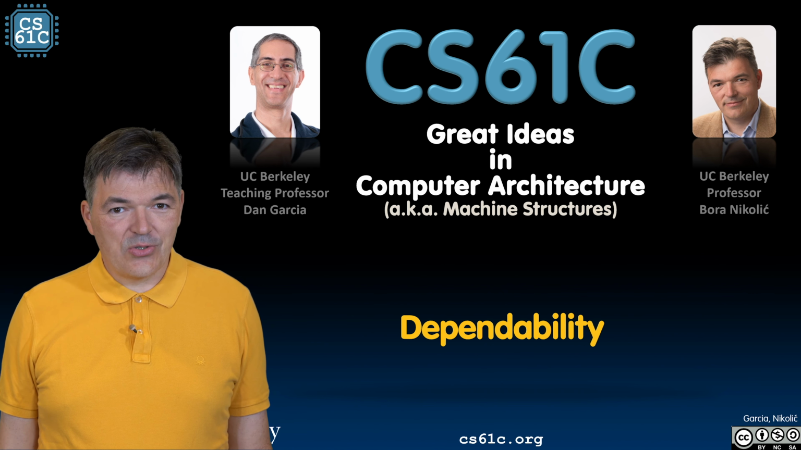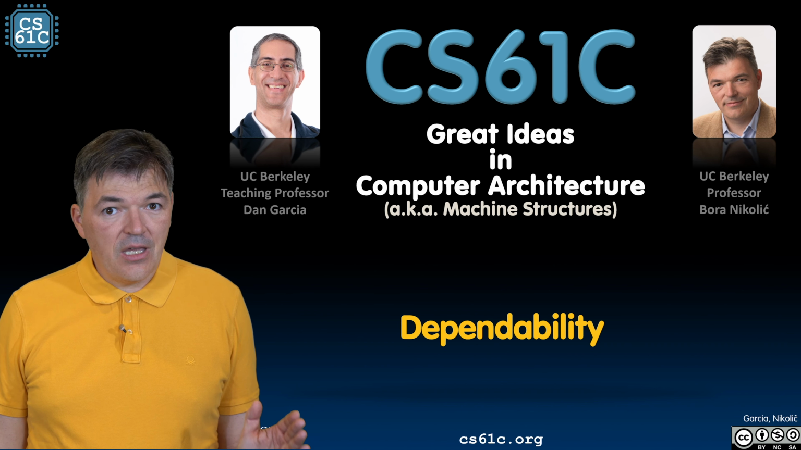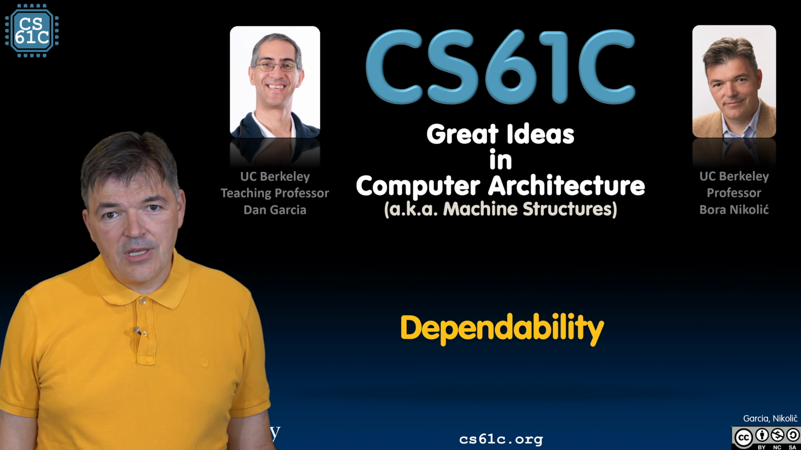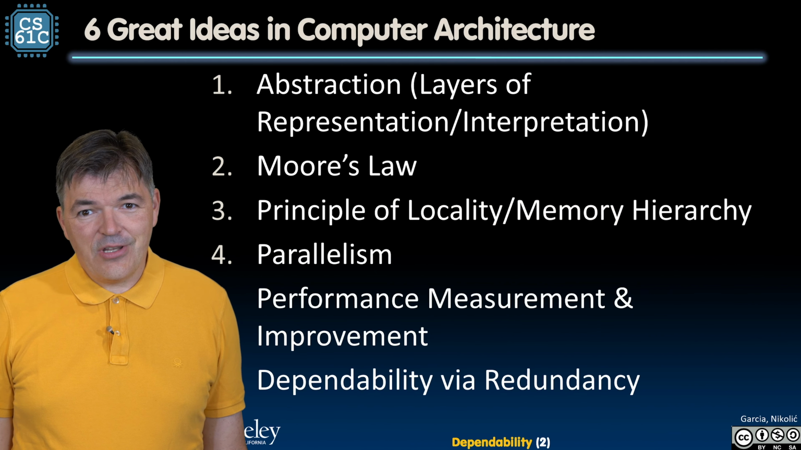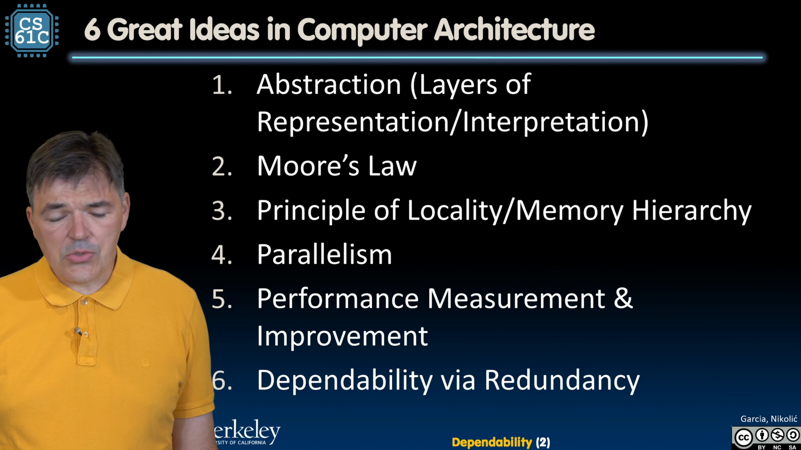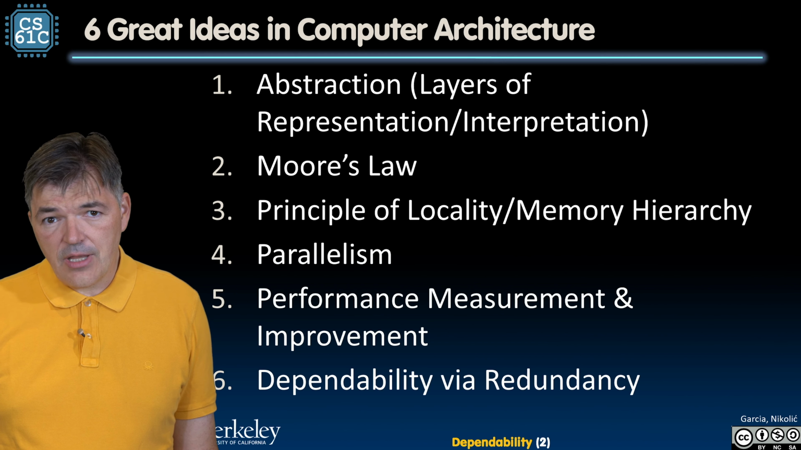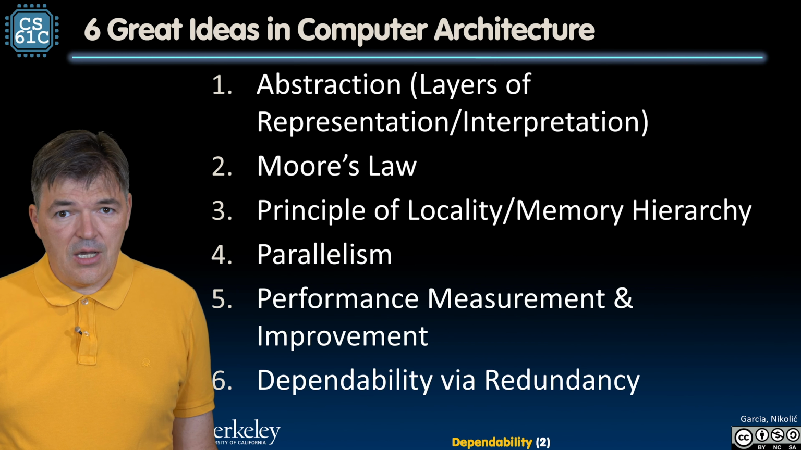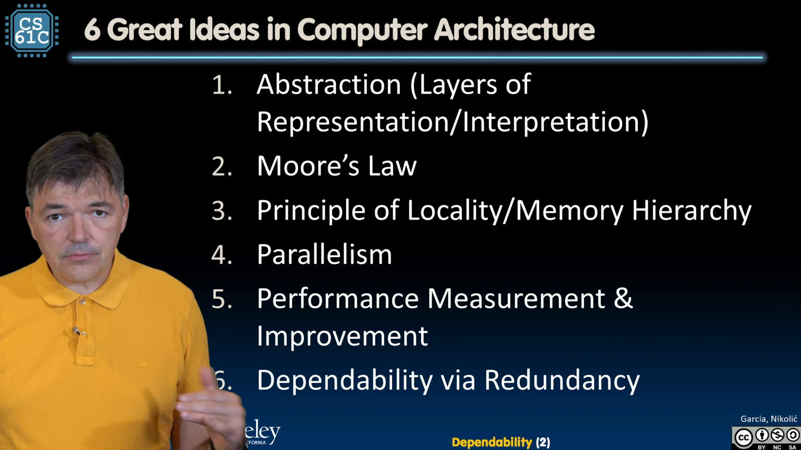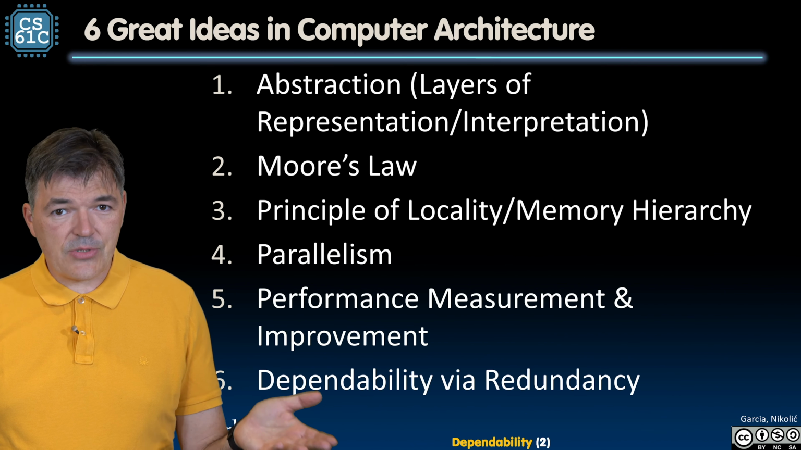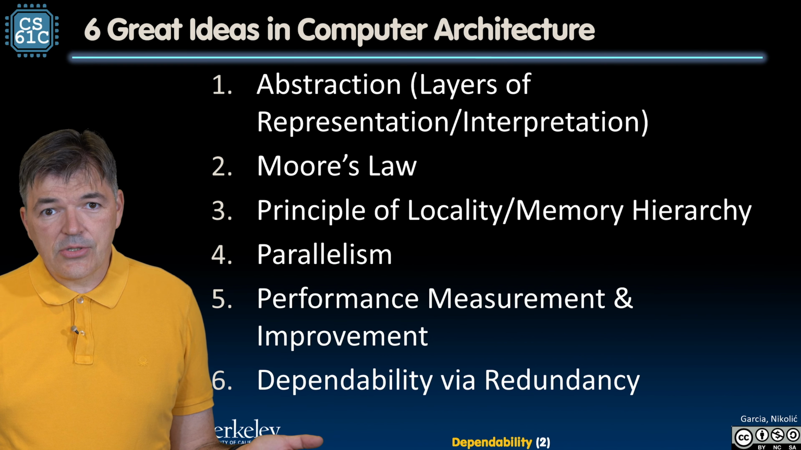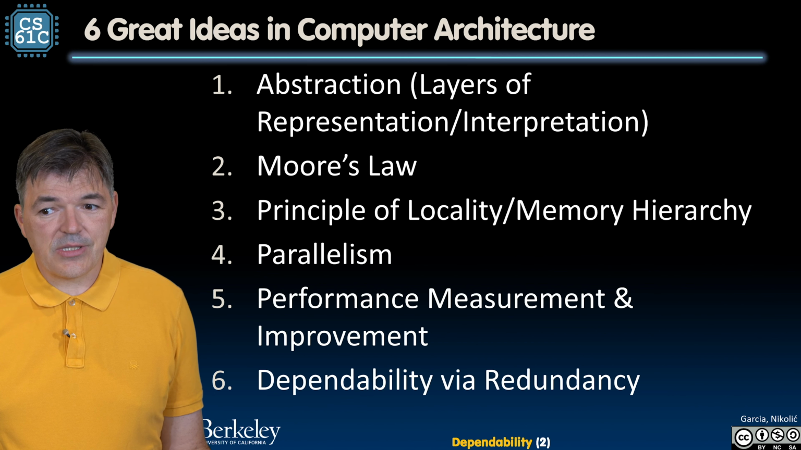It's a brand new module on dependability. It's a fairly short module, and we are going to just touch on it. Remember our early story about 6 great ideas in computer architecture. We have talked about the layers of abstraction that enable us to build these complex systems out of many components, and we do that by layering many layers of abstraction. We have talked about Moore's law that enabled us to integrate so many devices and build these complex systems.